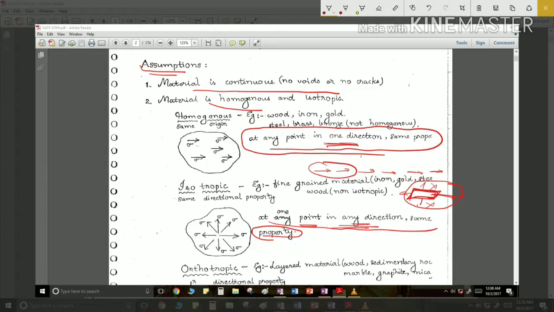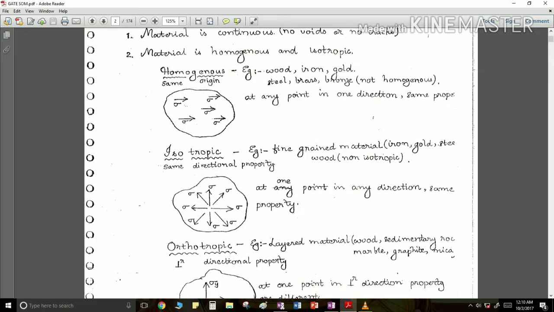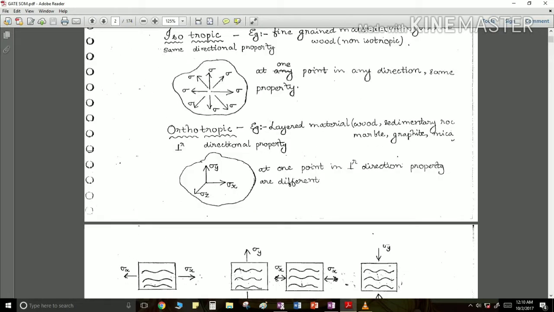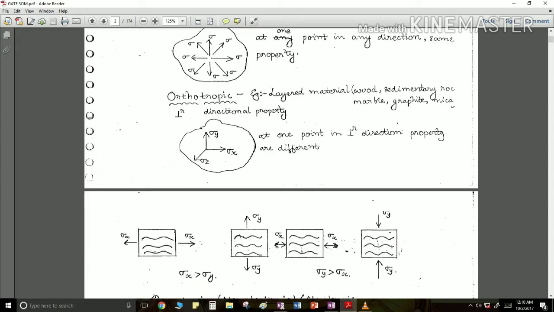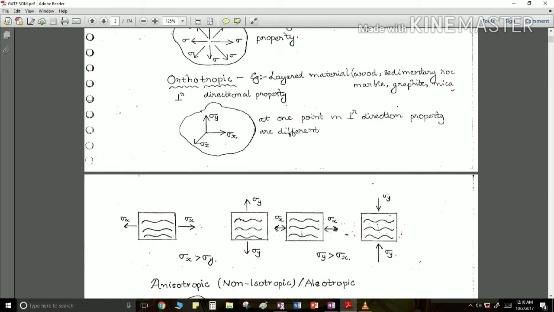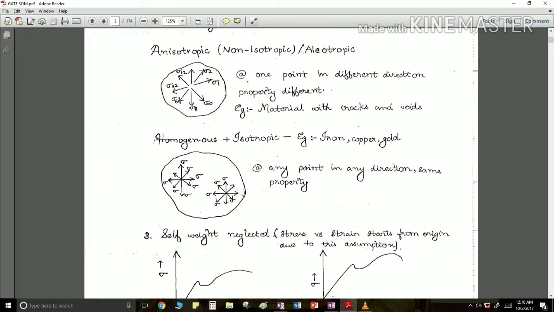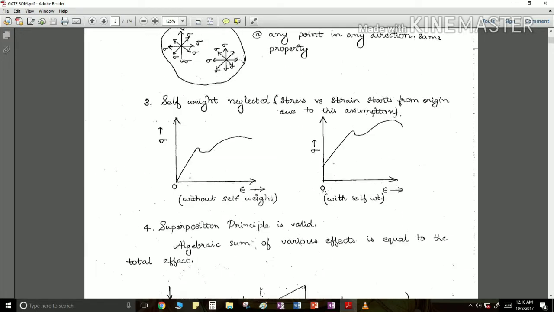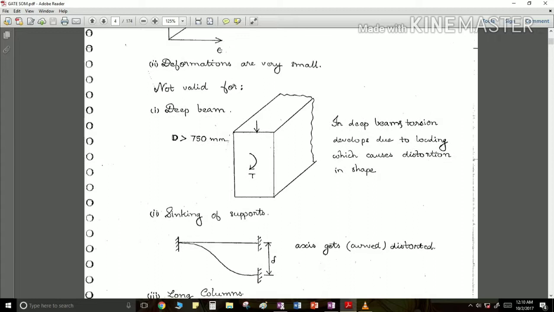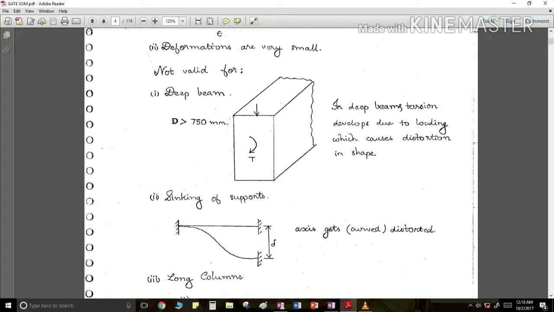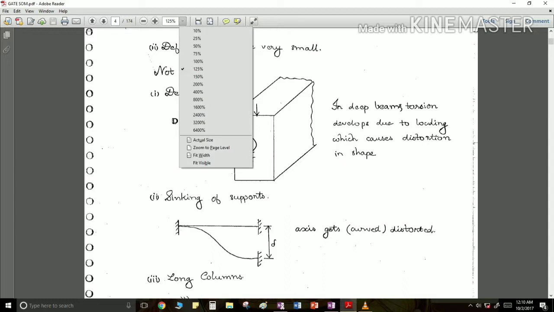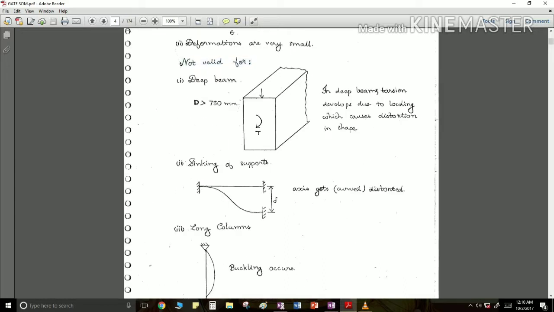Orthotropic means, so no need to discuss beyond our topic. Moreover, orthotropic means at any point in a particular direction properties are different. Properties are different at any point in the perpendicular direction, that is known as orthotropic. Anisotropic, all these things are there. Homogeneous, isotropic. These are all beyond our syllabus, and I don't want these things. Deformations are very small. We'll just discuss this thing.